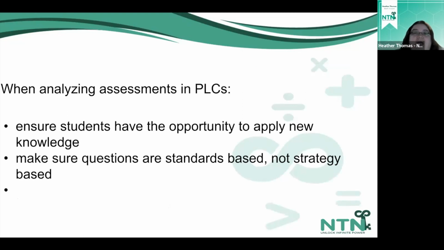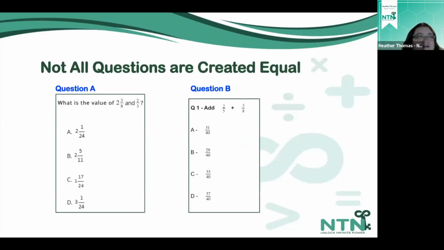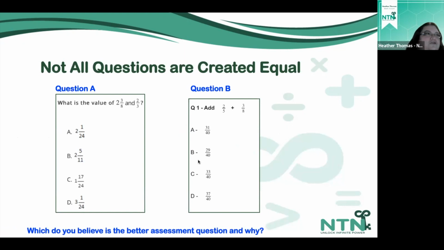So one way that we really want to capitalize on the time of collaboration is to focus in on the types of questions that are being asked with our assessments. In the next slide, we're going to show you two different questions. And I just want you to think about which one of these questions you feel like would be the better assessment question. And there's a poll at the bottom. If you would like to answer the poll, you can choose A or B, whichever question you feel like is the better assessment question. And this is going to lead us into our second data-driven action that we can use to help improve instruction.